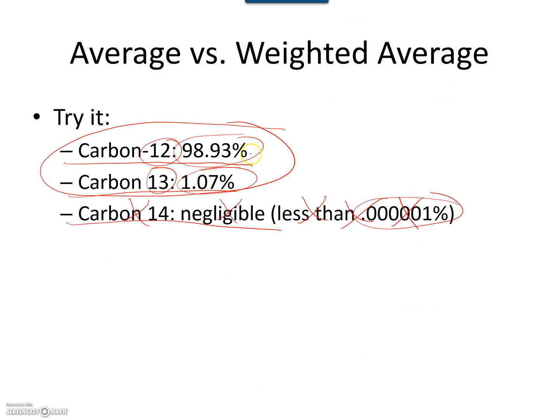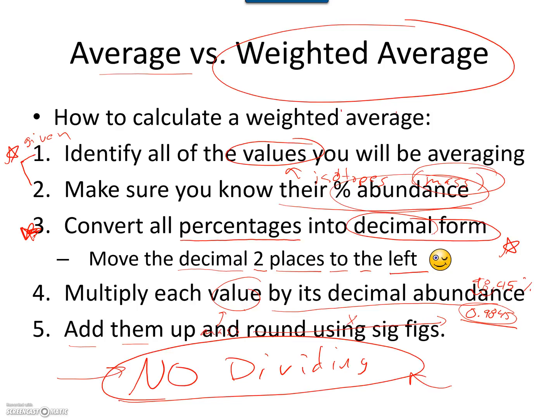Step 3, convert percentages into decimal form, which means I move the decimal 2 places to the left. So here's my 98.93. My new decimal form for carbon 12 will be 0.9893, and 1.07 will become 0.0107. So I've done step 1, identified my values. Step 2, found their percent abundance. Step 3, converted percents to decimals.